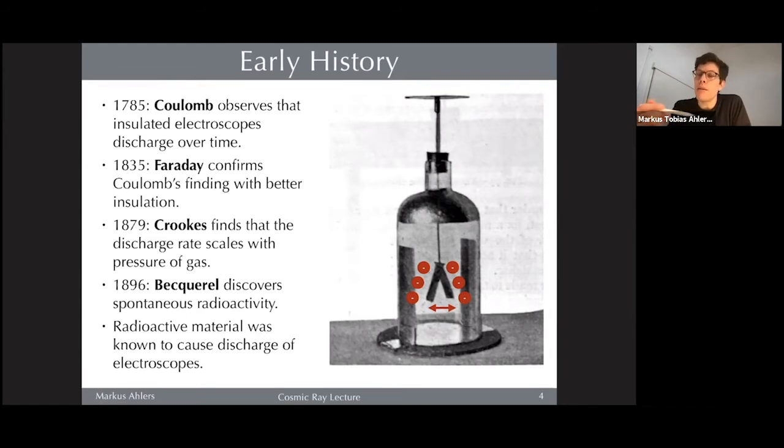The more gas is in the bottle, the more frequently the discharge happened over time. At the end of the 19th century, people were starting to observe the effect of natural radioactivity, Becquerel and Curie. They also observed that radioactivity is responsible for ionizing radiation. This could be a potential source for why these electroscopes are discharging over time: natural radioactivity in the environment. This was the state of the art, the hypothesis at that time.